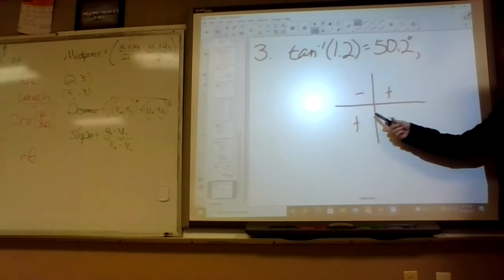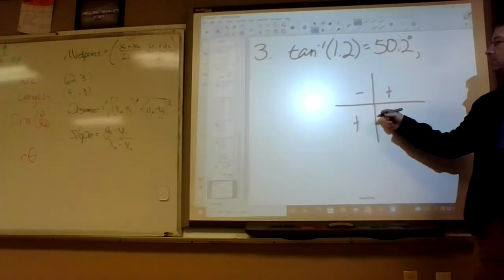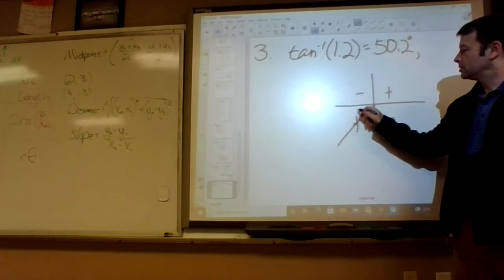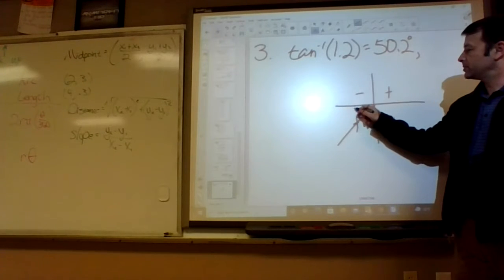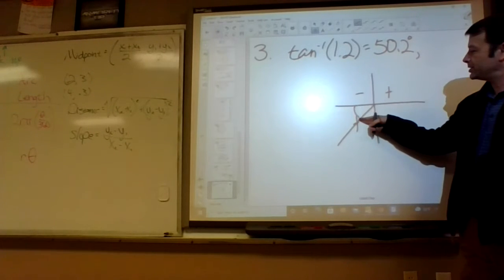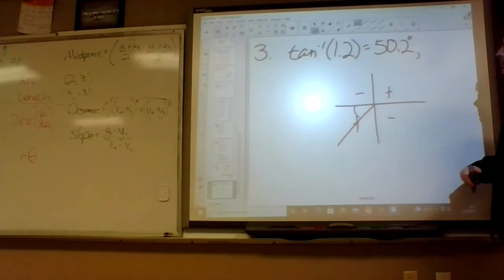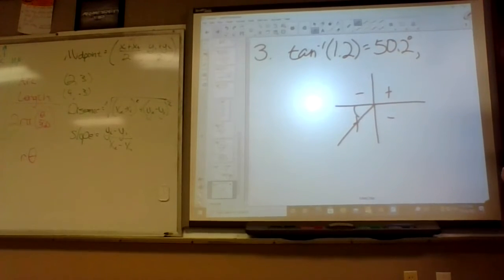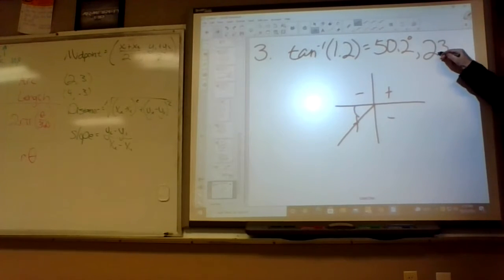So how do I find the third quadrant angle? Take 180 and subtract. Plus. Right, it's 50.2 past 180, right? So we're going to do 180 plus 50.2, which equals 230.2. You guys get 230.2?